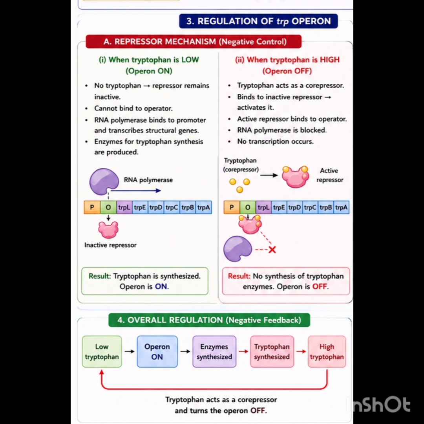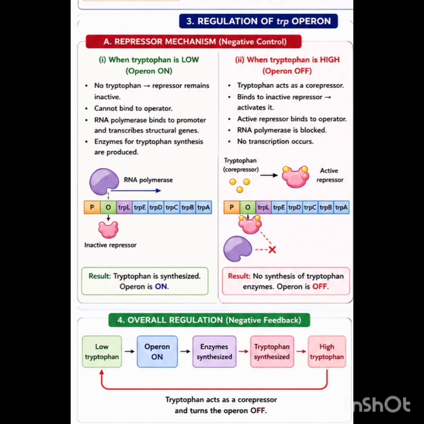This type of regulation is known as negative feedback inhibition because the end product of the pathway inhibits its own synthesis. Although repression provides an effective means of control, bacterial cells require an even more sensitive mechanism to fine-tune gene expression. This additional level of control is called attenuation.